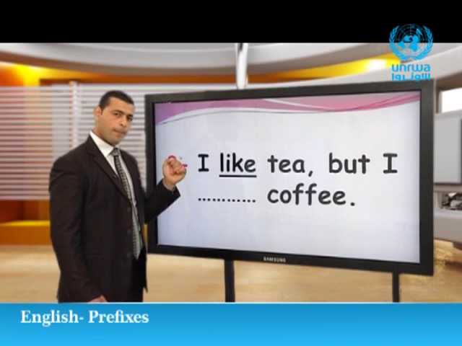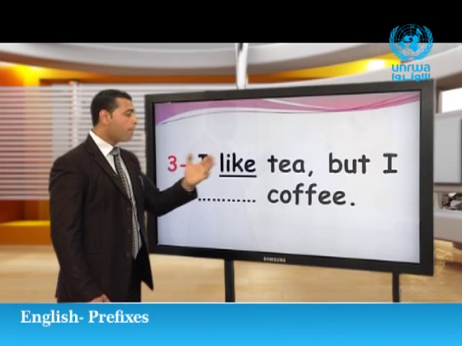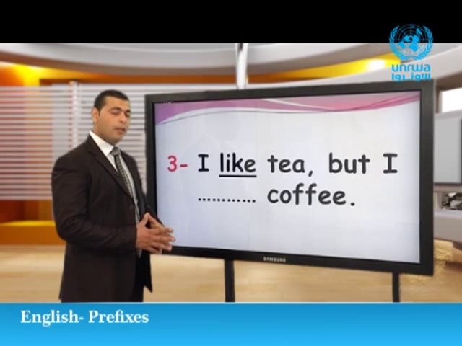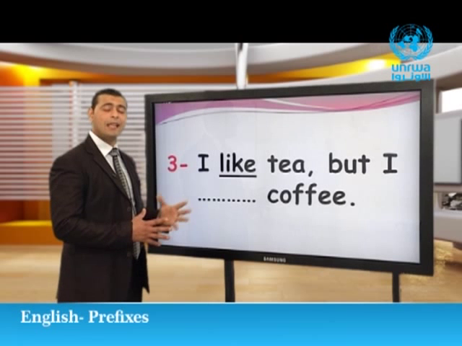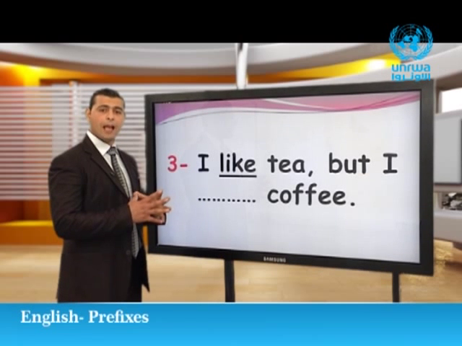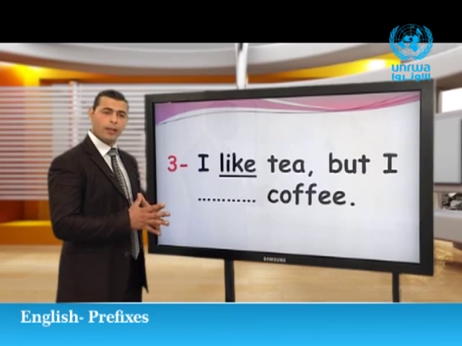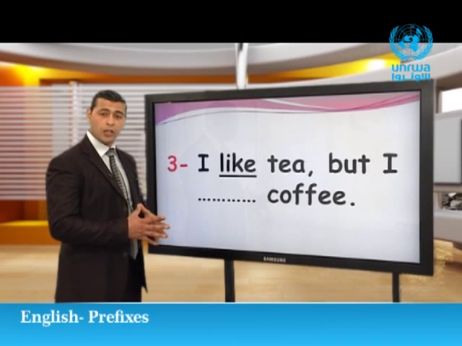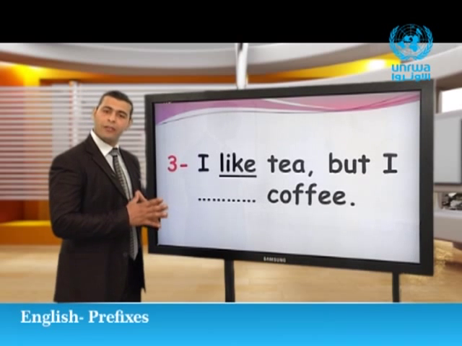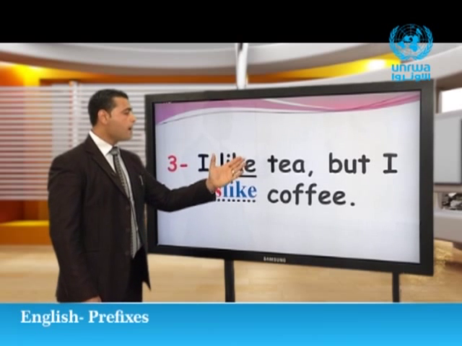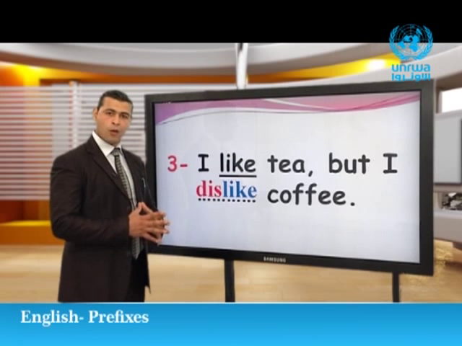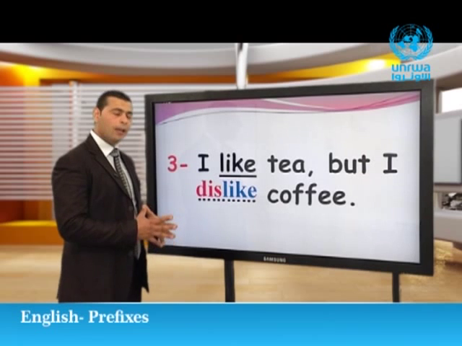I like tea. أنا أحب الشاي. But I blank coffee. The underlined word here is like. الكلمة التي تحتها خط هنا هي كلمة like. Use a prefix to get the opposite of this word. استخدم مجموعة من الأحرف إما un or dis لإعطاء عكس هذه الكلمة. What can we use here, un or dis? Thank you very much. Here, dislike. So I like tea, but I dislike coffee. أنا أفضل أو أحب الشاي لكن لا أحب القهوة.